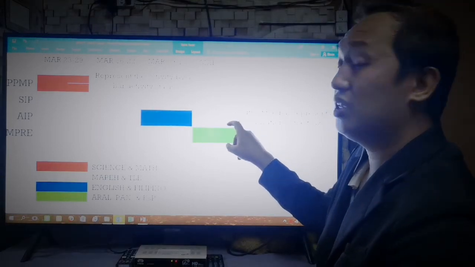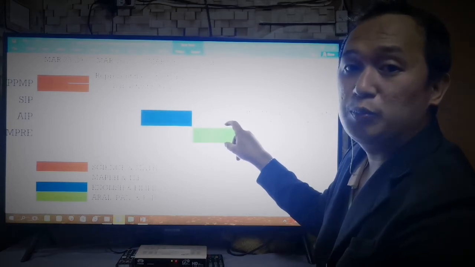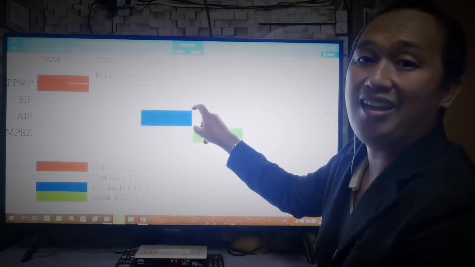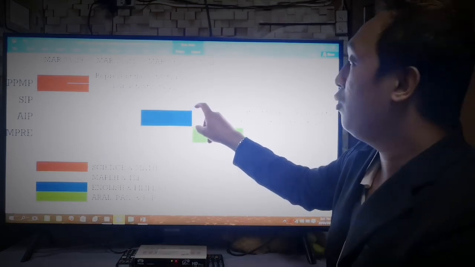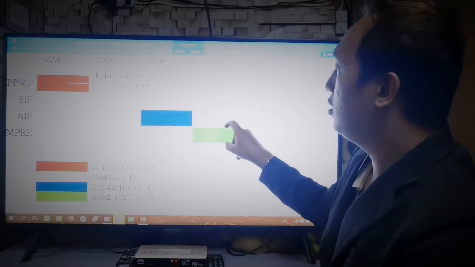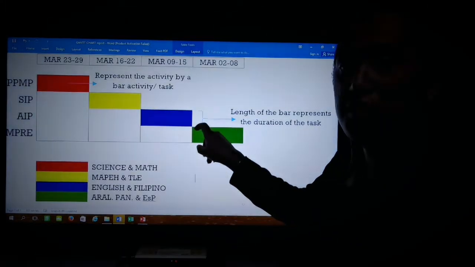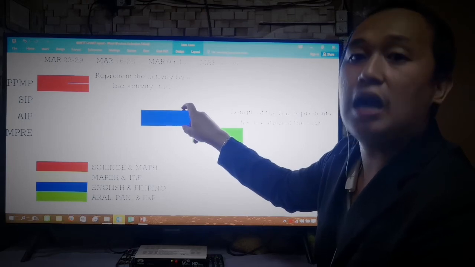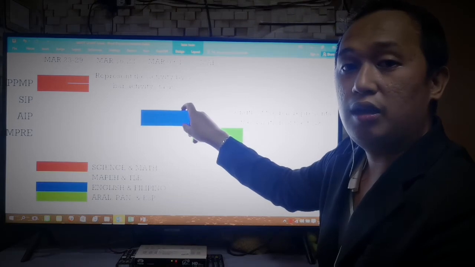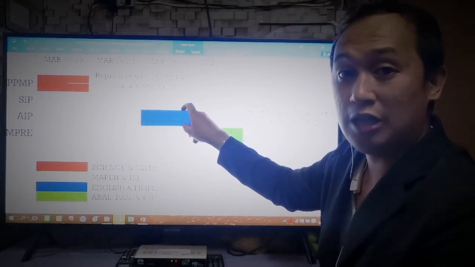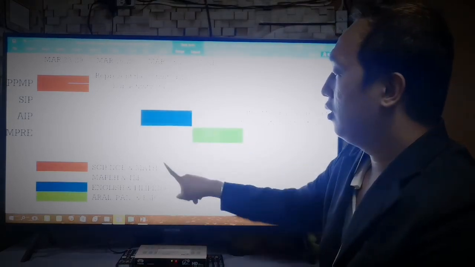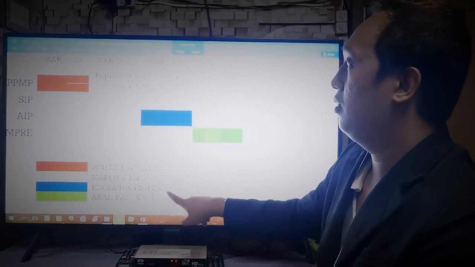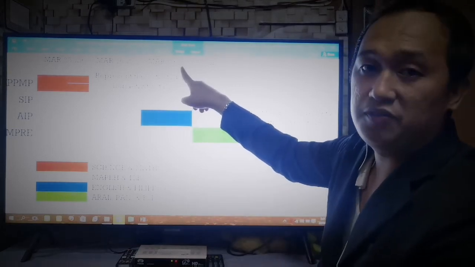they will use, on the second stage, the entry output so that they will proceed to the next task for the AIP or the annual improvement plan. They will use the EMPRE information in the AIP to include in the annual improvement plan how the EMPRE performs in the scheduled dates. So the blue one, of course, is the task of the English and the Filipino department, AIP. Target dates March 9 to 15.